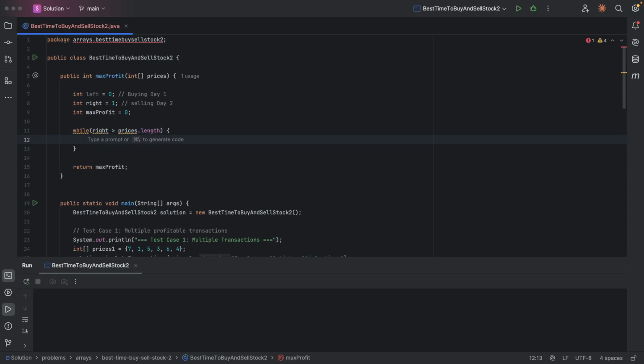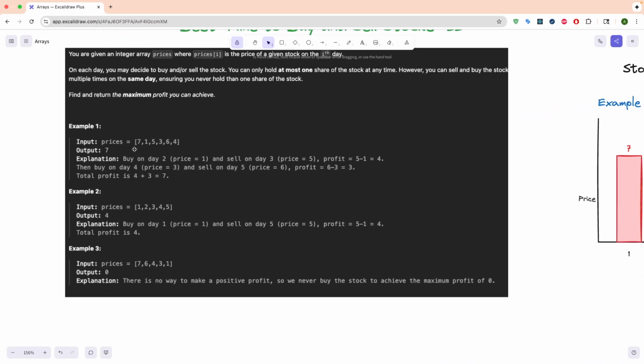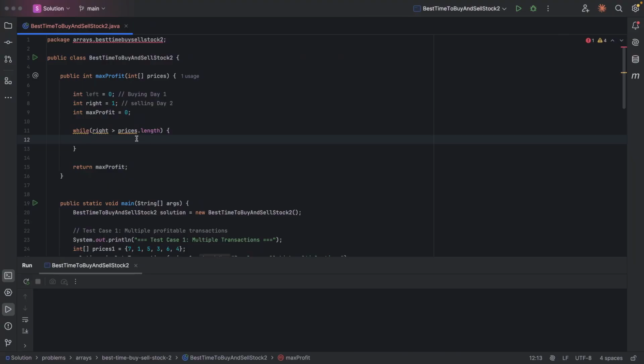All right, let's go back. So we need to make sure that we have the left index pointing over here and the right index pointing over here. If our right index goes past the length of this prices array, that means we cannot sell the stock. We can still buy the stock on day 4, but we are just going to end up holding onto it. We are not going to sell it, and the goal is to make profit. So that's where this condition ends.